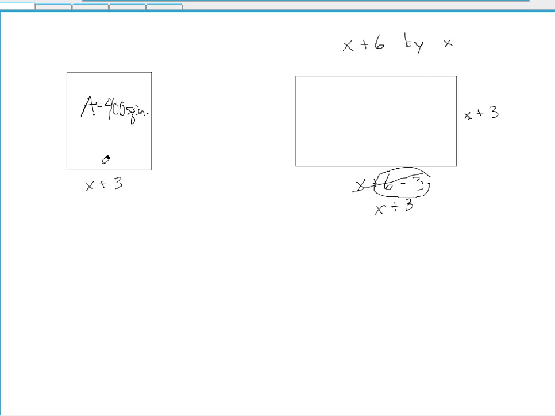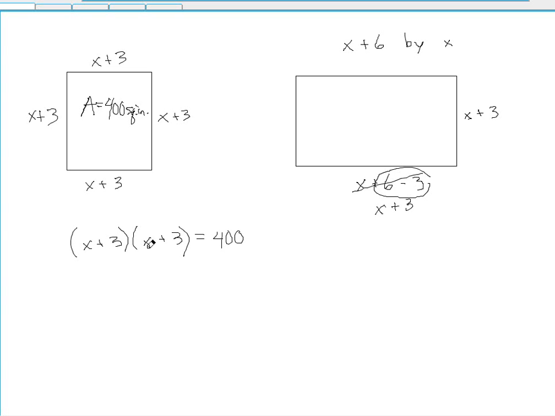Well, we know that for the square, one length of one side, all 4 sides, in fact, because that's the way a square works, right? X plus 3 all the way around. The formula for the area of a square, or any rectangle for that matter, because a square is a rectangle, is to take a side and square it. Multiply it by itself. That's going to give you 400. So we got to solve this one here.